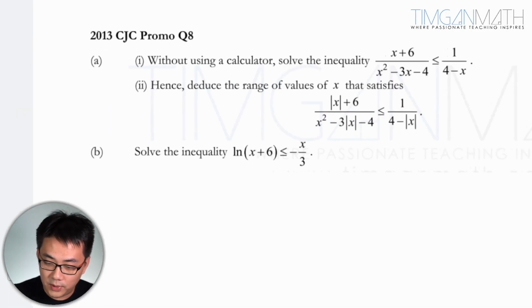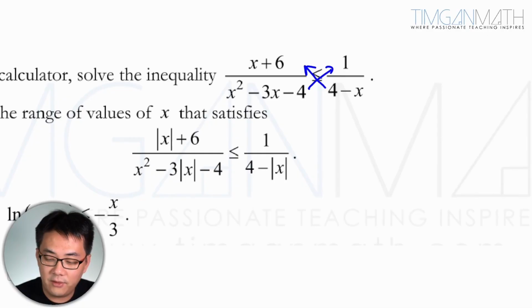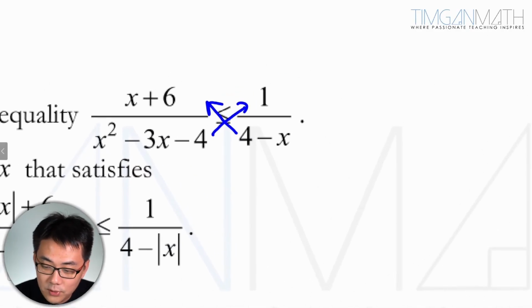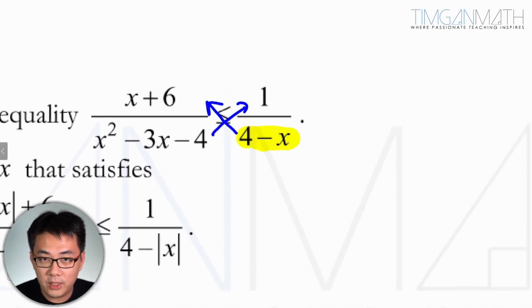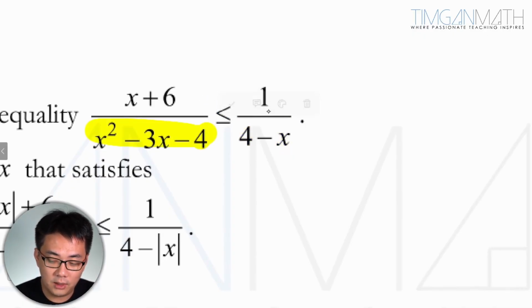For the first one, without using a calculator, solve this inequality. The first thing is you never cross multiply. Never ever cross multiply. Why? Because you don't know for sure whether 4 minus x is positive or negative, or x squared minus 3x. When it's negative, you need to flip the inequality sign, right?